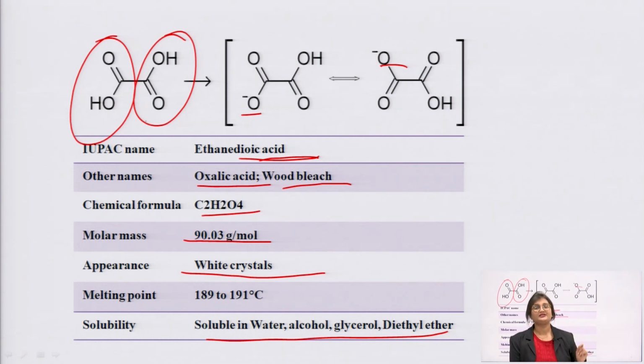So, oxalic acid has an IUPAC name, also known as ethane dioic acid. Commonly, oxalic acid is known as wood bleach. It has a chemical formula of C2H2O4 and a molar mass of 90.03 gram per mole. It appears as white crystals having a melting point of 189 to 191 degrees Celsius. It is soluble in water, alcohol, glycerol, diethyl ethers.